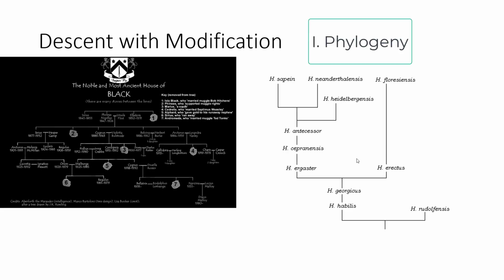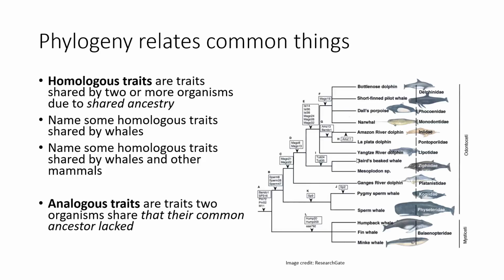A phylogeny is essentially a family tree, but with species instead of relatives. So you can see the ancient house of Black and the Homo sapiens family tree both have branches, and things at the end of branches, and things in between branches. We can look at it again here with some dolphins. We can see all the different species and how they are related based on a family tree.